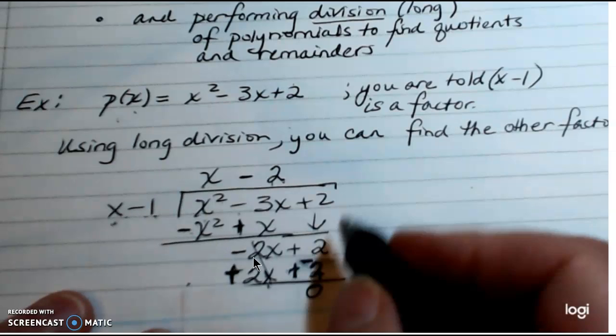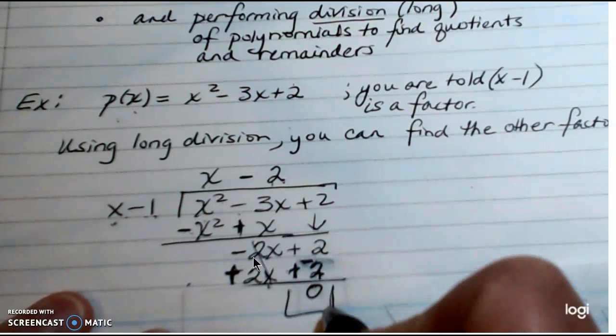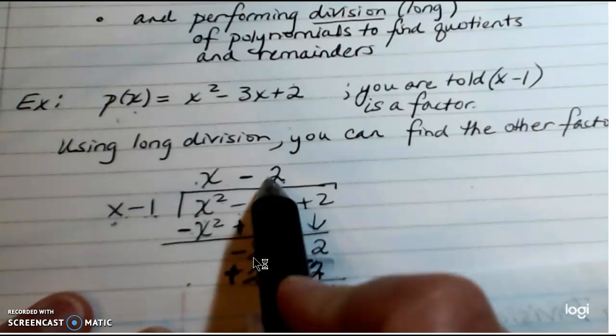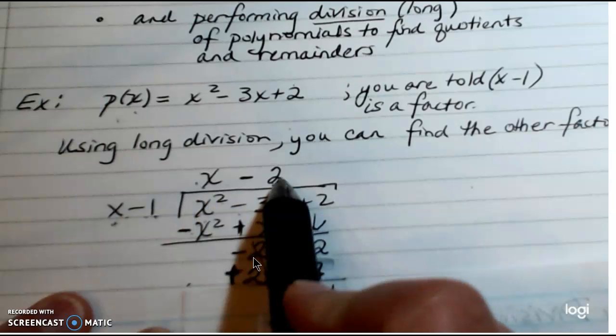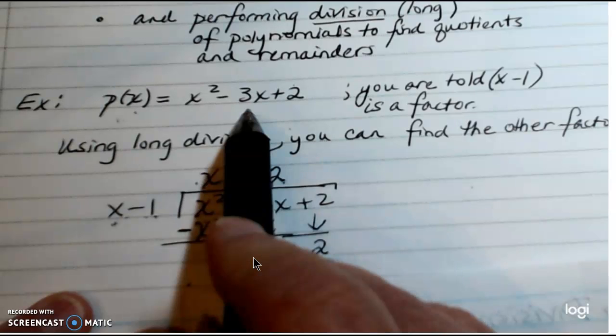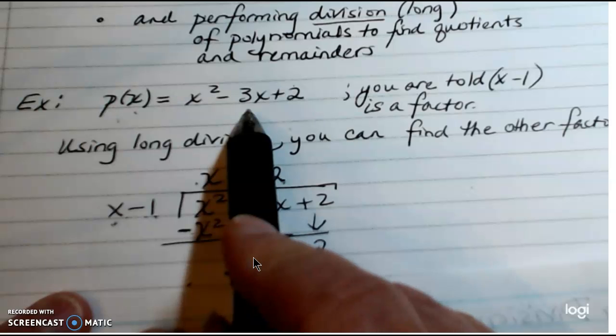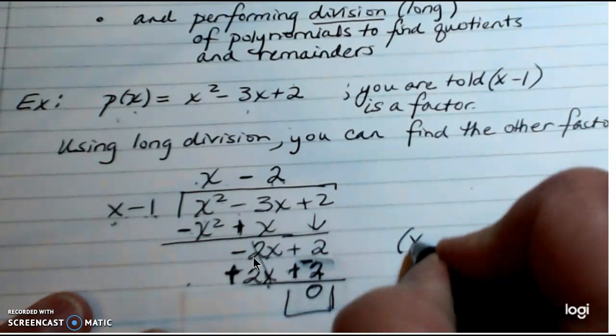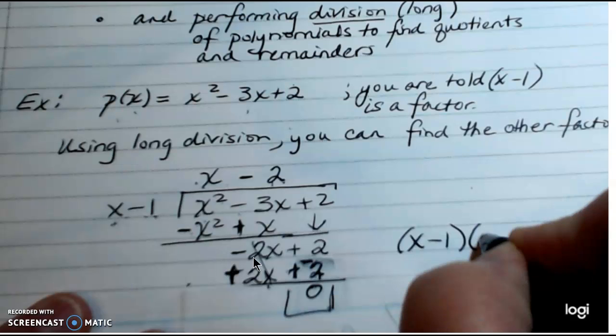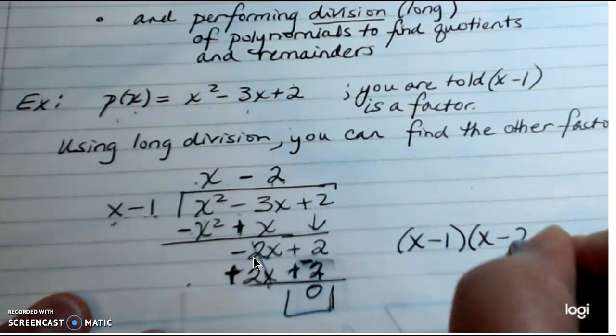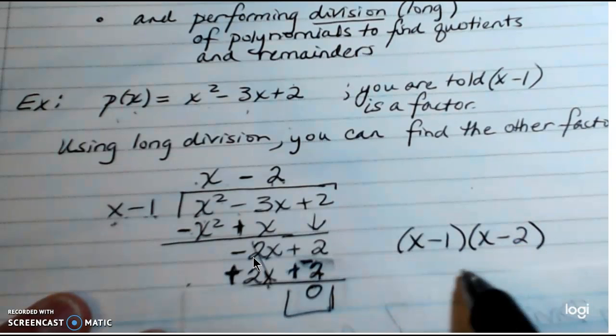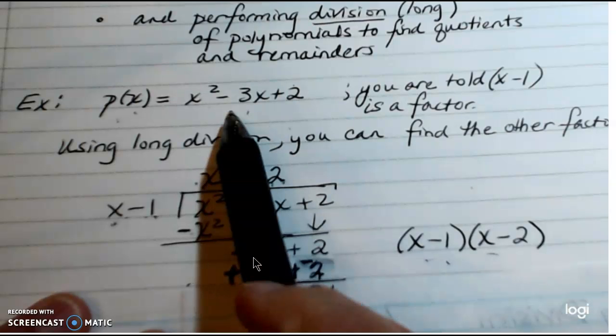And so because the remainder is 0, that confirms that this polynomial up here is also a factor of your starting polynomial function. So the full factorization is x minus 1 times x minus 2. And you could FOIL this out and you would get what you started with.